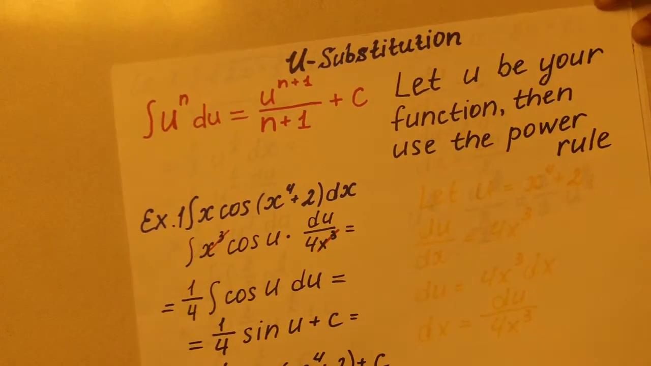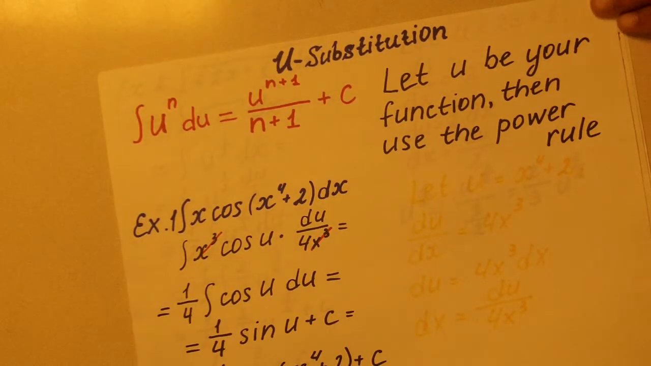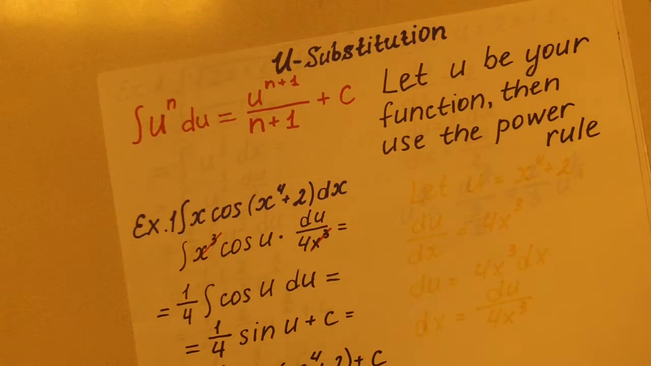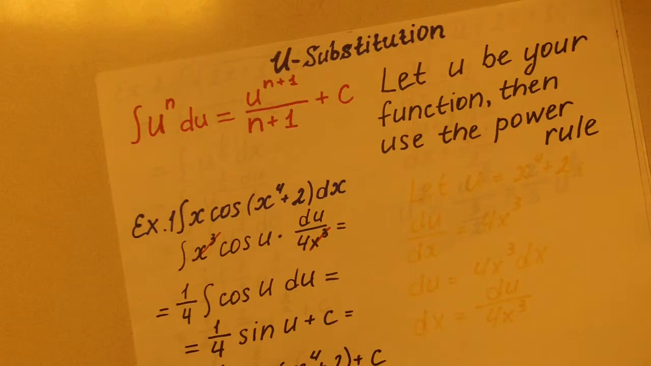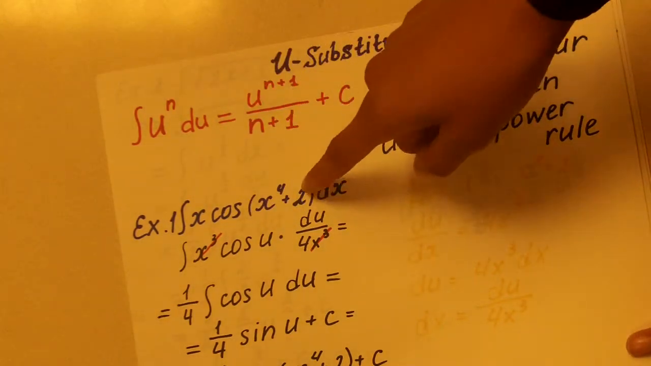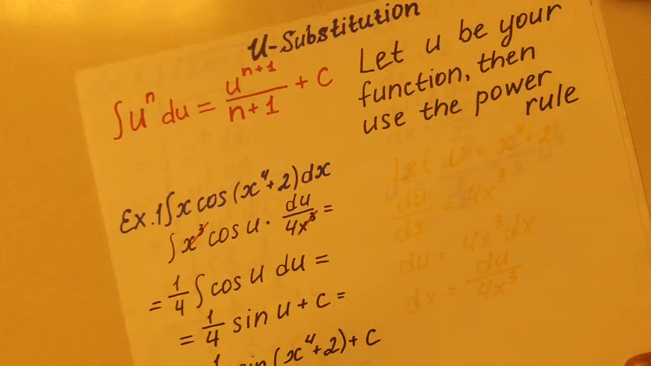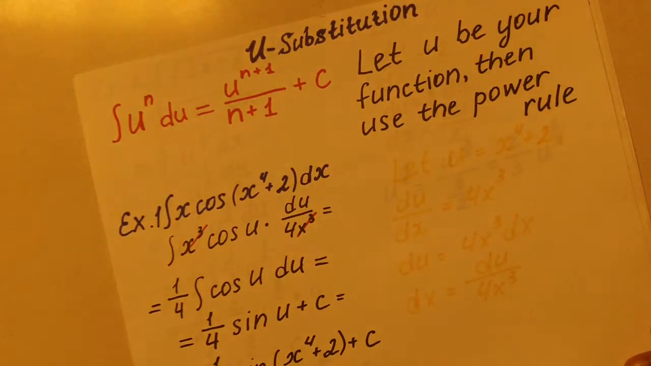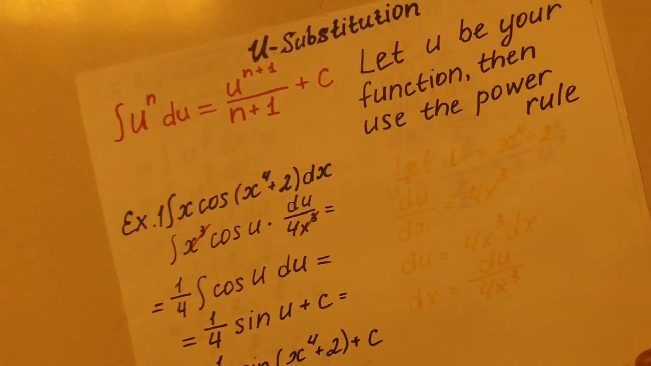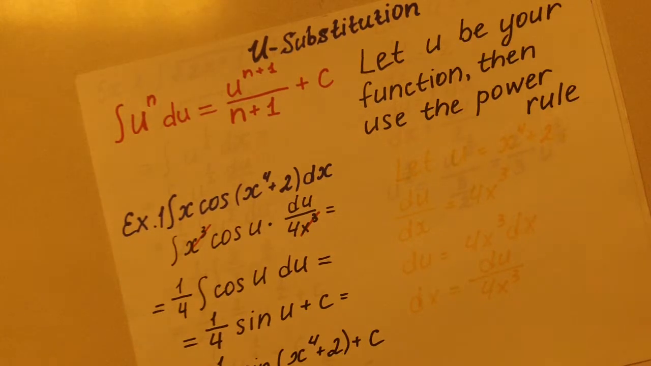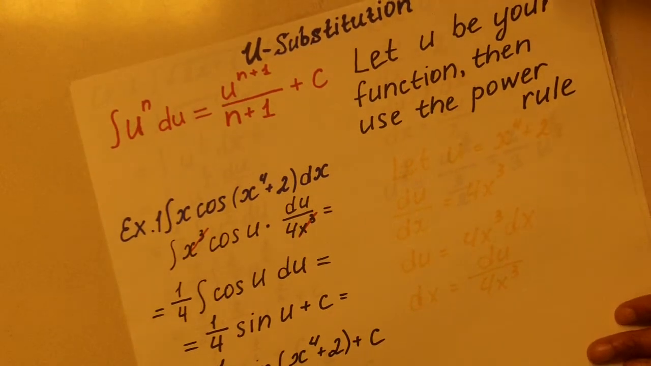So in the first example, you have your original equation, the integral of x cubed cosine of x to the fourth plus 2 dx. Then you would cross out the x cubed, and then you would just have 1/4 of the integral of cosine u du, which is equal to, once you take the integral of that, 1/4 sine u plus c, and then that would become 1/4 sine of x to the fourth plus 2 plus c.